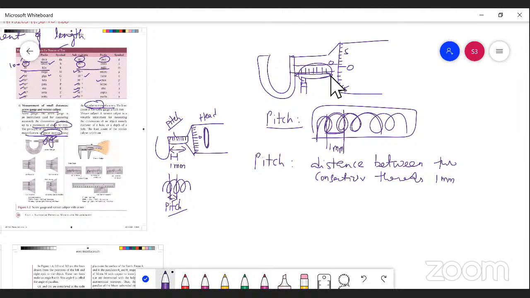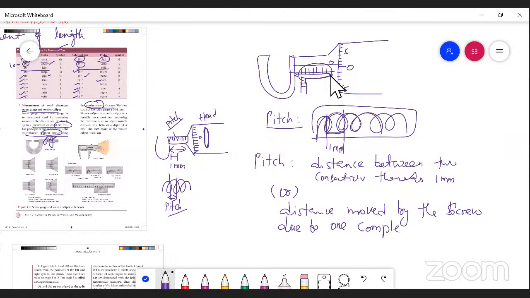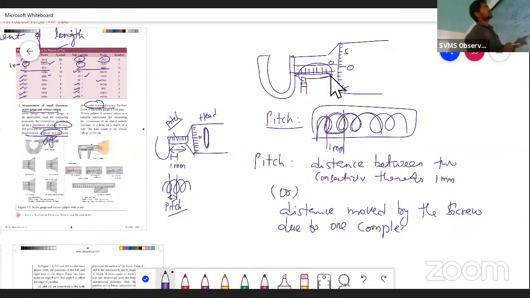Or, the distance moved by the screw due to one complete rotation is called the pitch, which is equal to 1 millimeter.